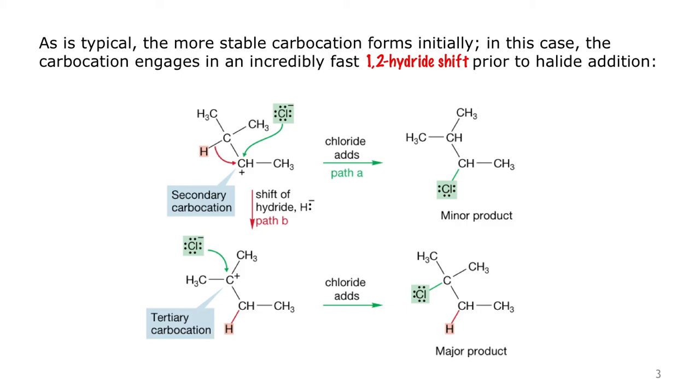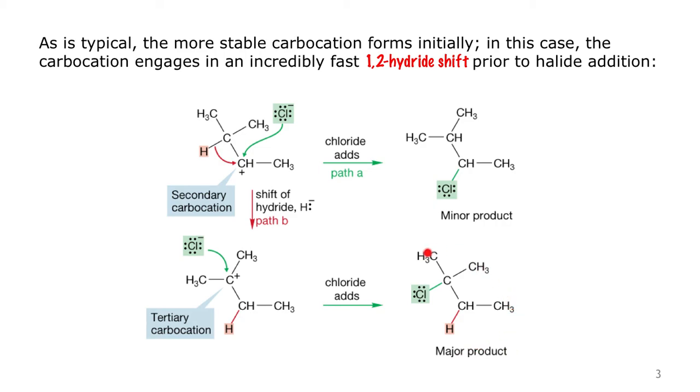So how do we get to the major product? The answer is a hydride shift. If this hydrogen, along with its pair of electrons, shifts, this is why it's called a hydride shift. It's effectively moving H minus because the electron pair goes with it. If that shifts to this carbon, and we've seen previously how the orbital alignment can allow that to happen, then that shift generates a much more stable tertiary carbocation. If chloride then adds to this, there's our major product.